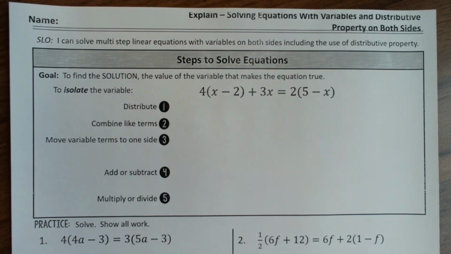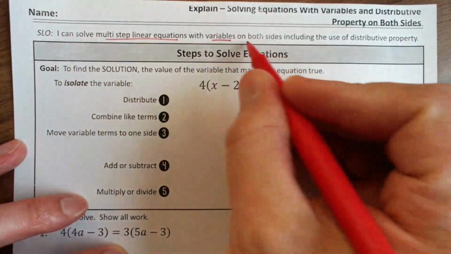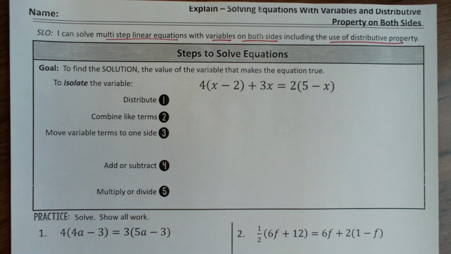All right, today is day 5, and today we're solving multi-step equations with variables and the distributive property on both sides. So the goal of today's lesson is that you'll be able to solve multiple multi-step linear equations with variables on both sides using the distributive property. We are going to make this as complicated as possible, but you got this.